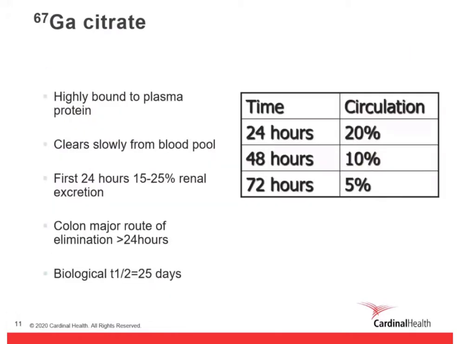So it binds to that circulating transferrin that we mentioned, and it will localize to the liver, the bowel, the kidneys, the bone marrow, and the spleen. It's going to clear very slowly from the blood pool, and we usually see about 15 to 25% of it renally excreted within the first 24 hours. After that first 24 hours, the colon becomes the major route of excretion. It's really important to note this because it doesn't depend on those inflammatory markers, right?